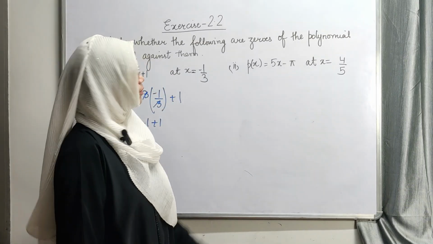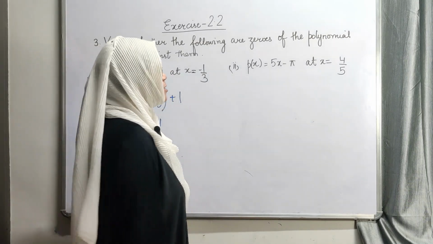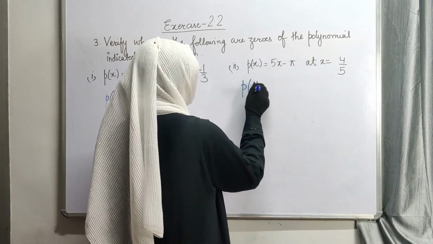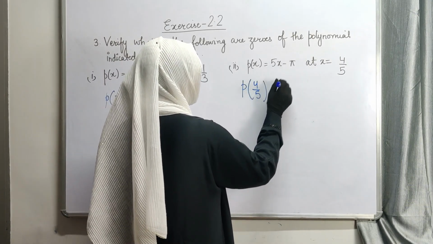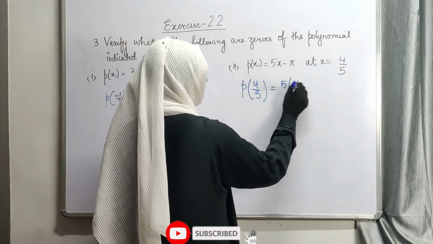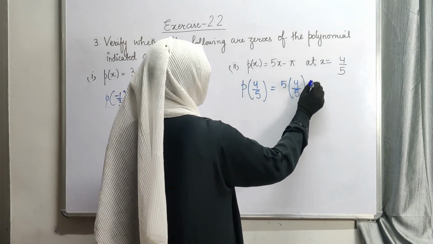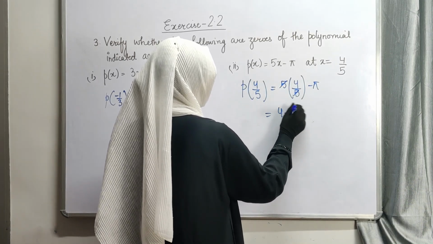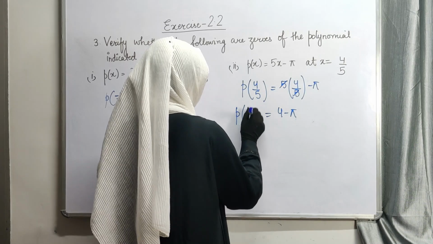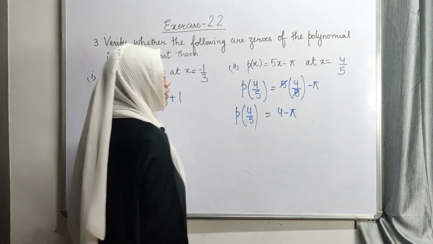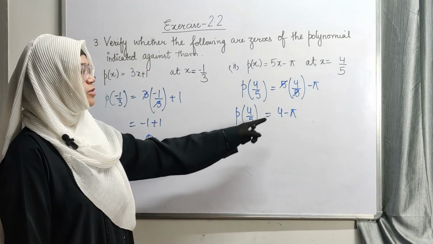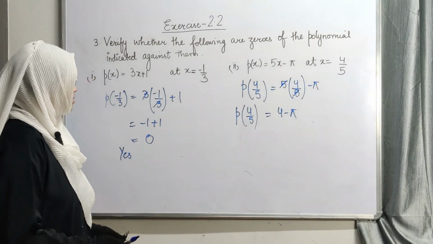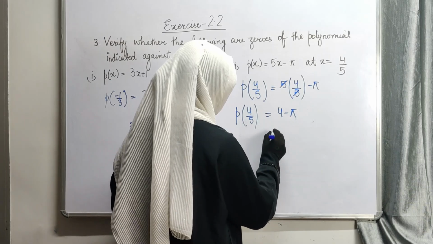Let's start question number 2. p(x) equals 5x minus 5 at x equals 4 by 5. Here the value of p(4 by 5) is equal to 4 minus 5, and you know 4 minus 5 is not 0. It means your answer is no.